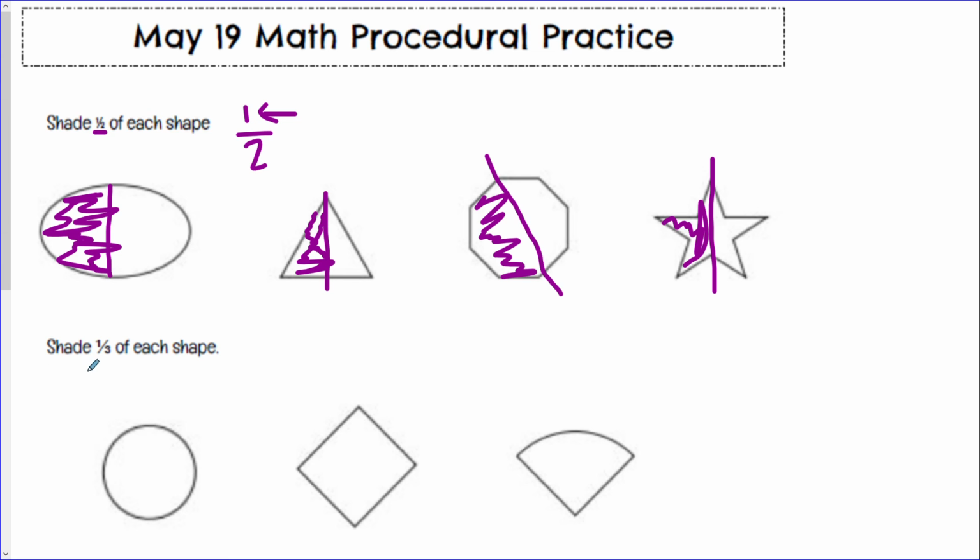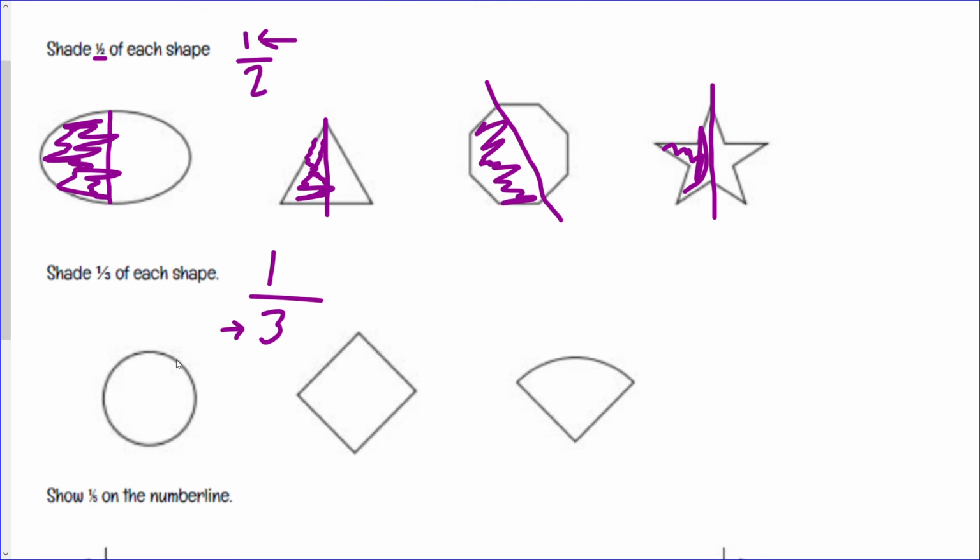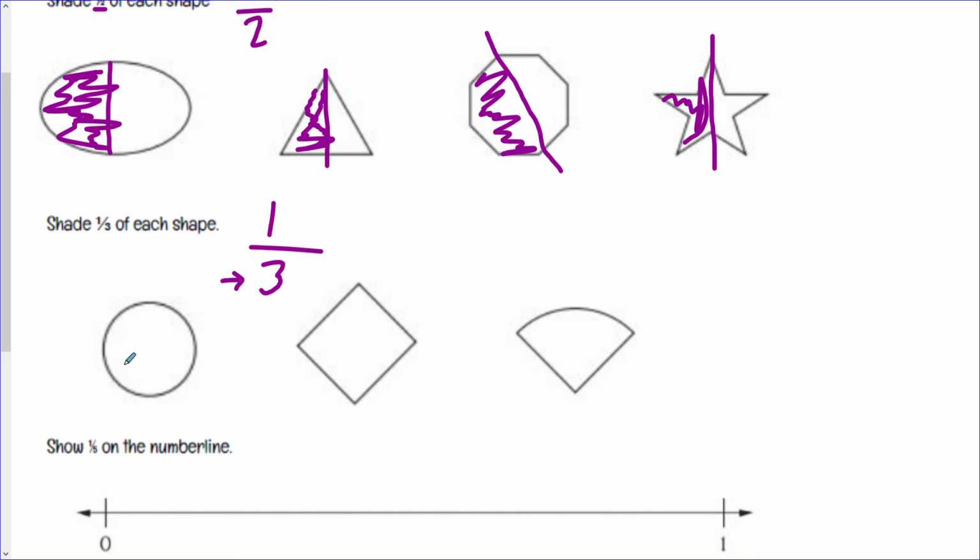This one, it says shade 1/3 of each shape. So again, thirds, I am cutting it into 3 pieces. So that means I need 2 lines. Or in this case of a circle, we're going to make it a little peace sign. And my numerator on top tells me how many to shade. So I'm going to shade in one of those thirds. All right, you're going to do these 2 on your own.